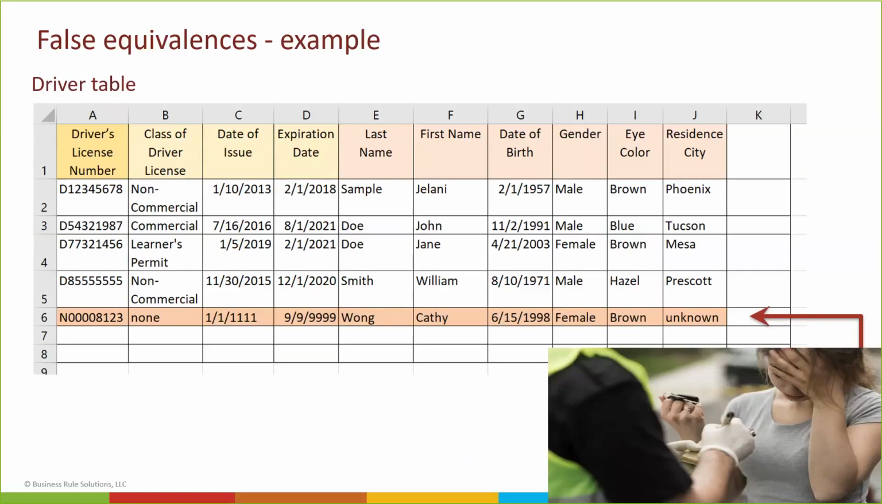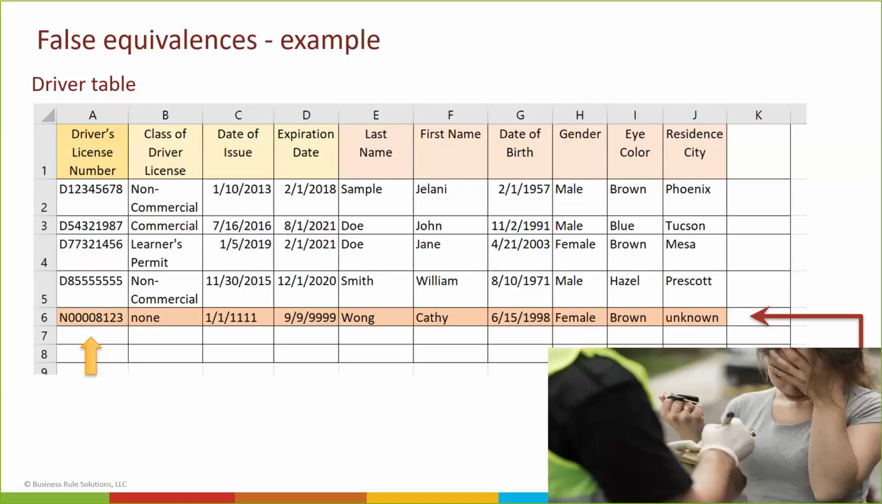Now, here's how we might include data from Miss Wong in the driver's table. We got her in. You can see her there in the last row. But let's look very closely at what we've done in the process. First, we created a driver's license number that isn't a driver's license number. That's because she doesn't drive. She doesn't have one. That's data pollution.